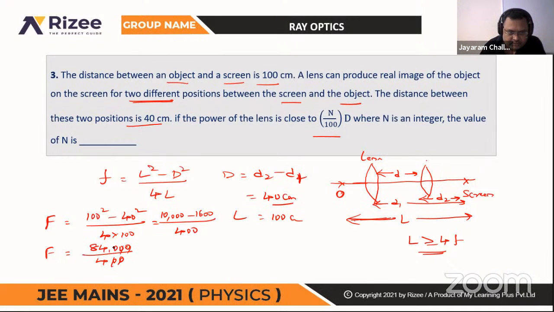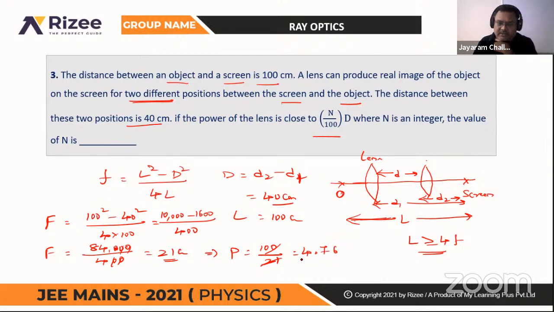So if I remove these two things, then I have put another extra zero. So 84 by 4, in the sense, it will be the 21 centimeters focus. From this one, power of the lens in terms of diopters can be written as 100 by 21 in the form of diopters. So then it should be somewhere around 4.76 if I round it. So this can be written as 476 by 100. So that means your n value has to be 476 or 475 like that.